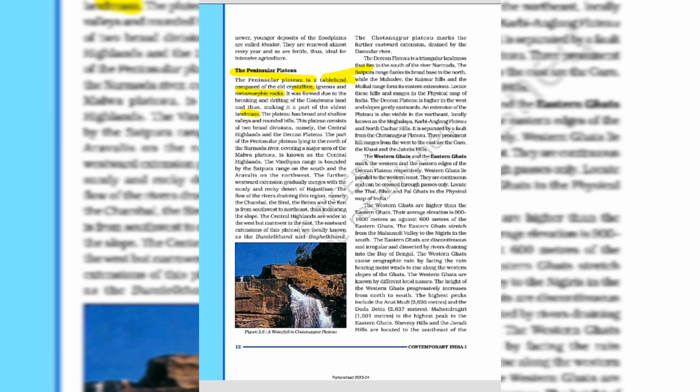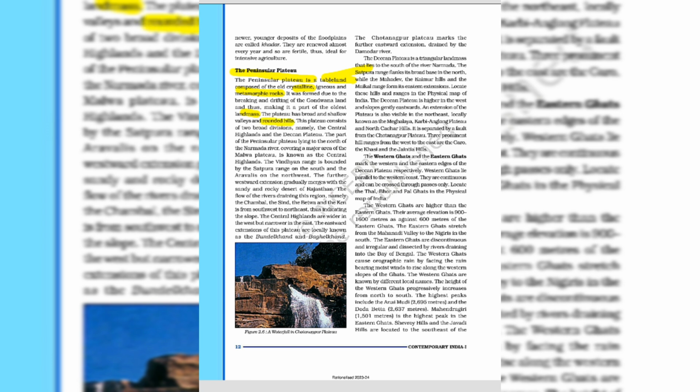You know that during the Carboniferous period, our Earth was divided into two parts, which are Gondwana land and Angara land. And in the Mesozoic era, India, part of the Indo-Australian plate, collided with the Eurasian plate, and the land mass, which is the Gondwana land, is the south one. The plateau has broad and shallow valleys and rounded hills, but it is a tableland, though it also has some variation.